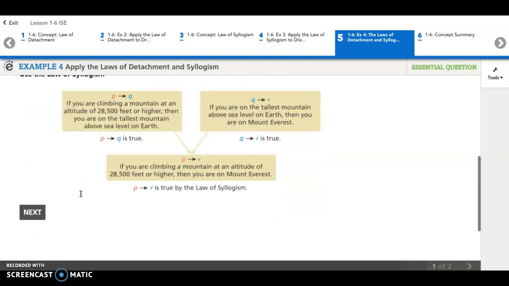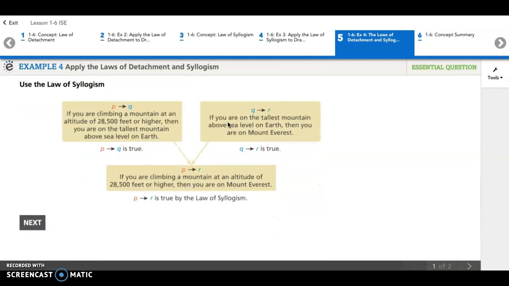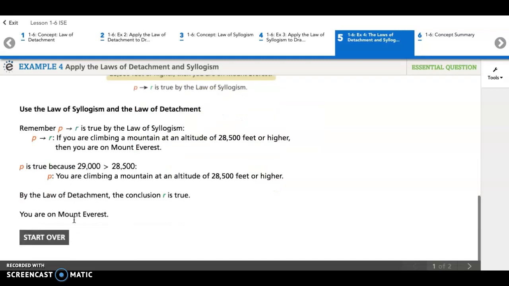Then we look at the second statement that says if you are on the tallest mountain above sea level on Earth, then you are on Mount Everest. And that would tell us, hey, we already know we're on the tallest mountain above sea level on Earth, so our conclusion could be that you are on Mount Everest.